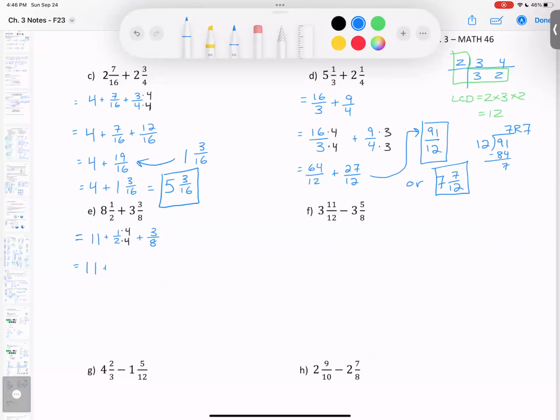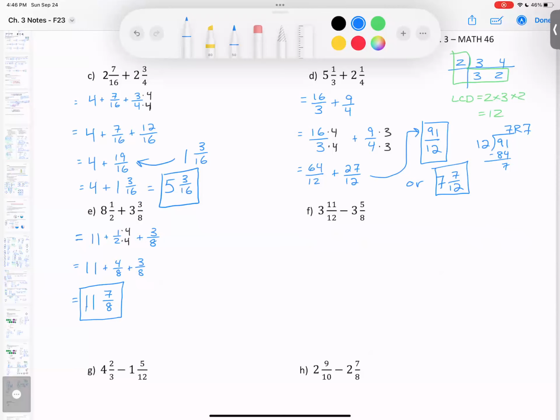So now I've got 11 plus 4 over 8 plus 3 over 8. I'm going to add those two fractions together to get 7 over 8. I can see the appeal of this method because sometimes it works out quite nicely to not have to switch back to a mixed number. All right, let's get into a subtraction.